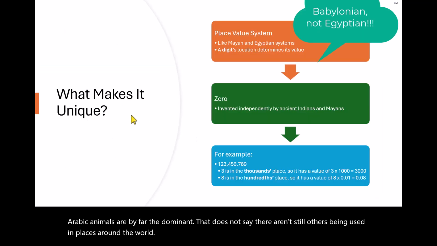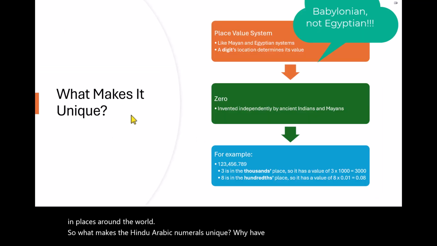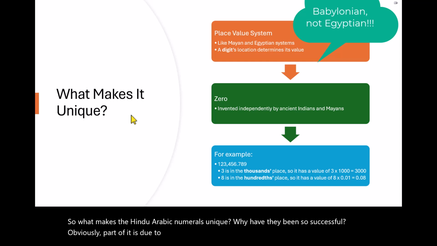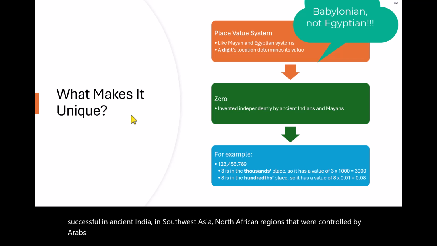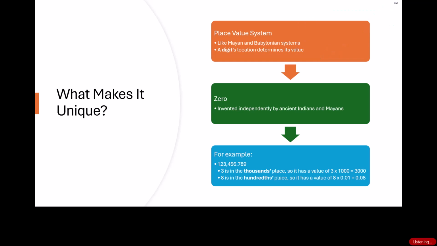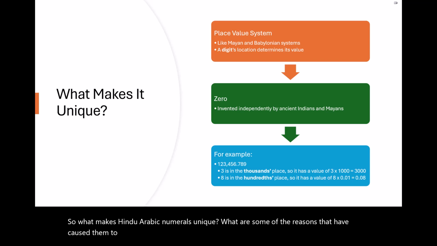So, what makes the Hindu Arabic numerals unique? Why have they been so successful? Obviously, part of it is due to European colonialism, but beyond that, what made them successful in ancient India, in Southwest Asia and North African regions that were controlled by Arabs or that Arab traders visited, and then eventually in Europe? What are some of the reasons that have caused them to be the dominant numeration system in the world today?